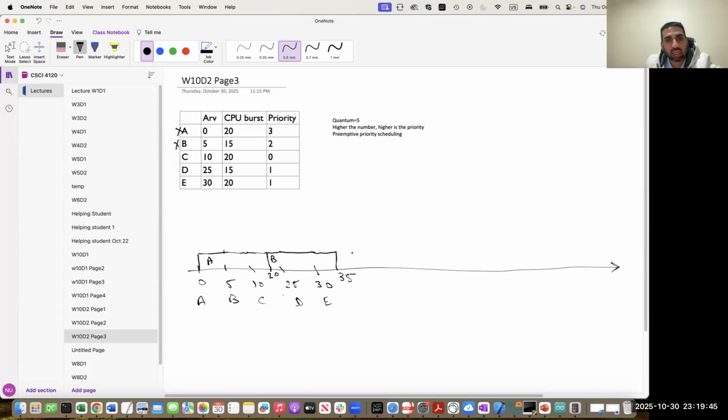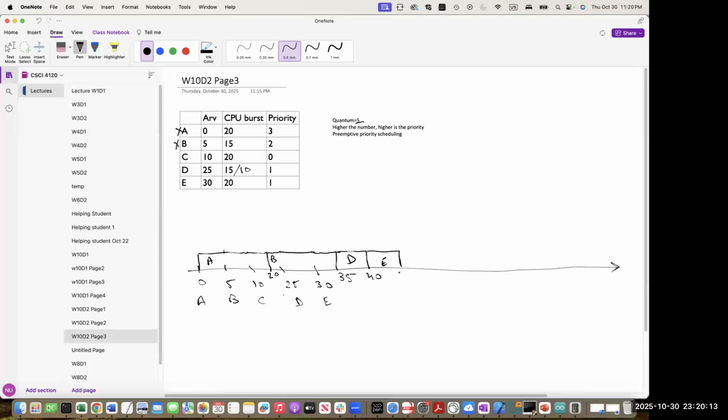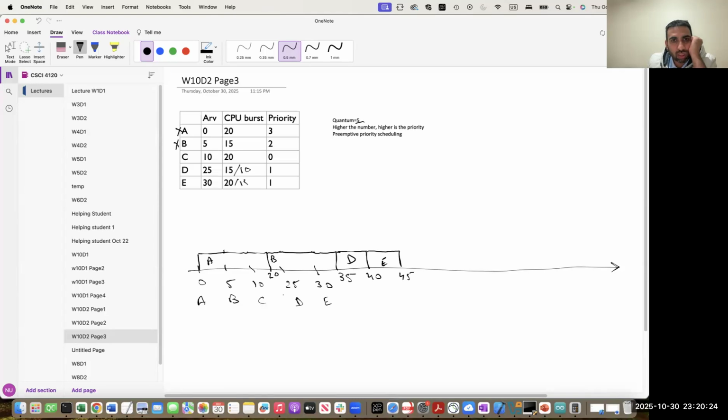Now who is ready? C, D, and E. The highest priority is D and E. Now we use round robin between them, with a quantum of 5. D runs for 5 time units, and its remaining burst is 10. Then E runs for 5 time units. We cycle back and forth between them because they have the same priority level. E runs for 5 time units, up to 45, so its remaining burst is now 15.